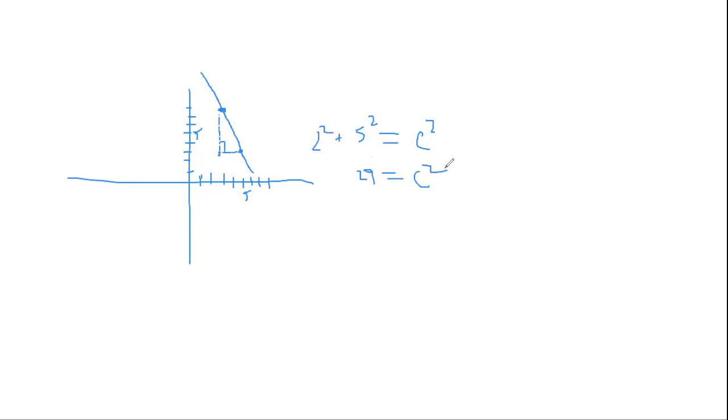Square root of 25 is 5. Square root of 36 is 6. So it's going to be somewhere in between. 5.38. Because now I square root both sides. Squares and square roots are opposites. 5.38.